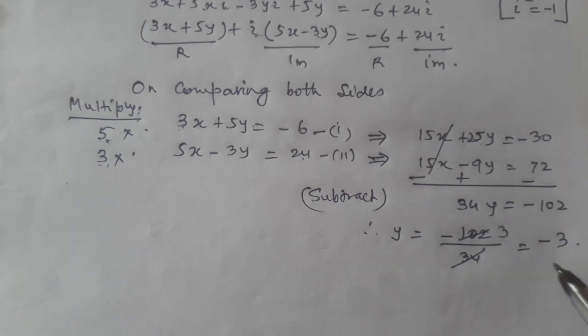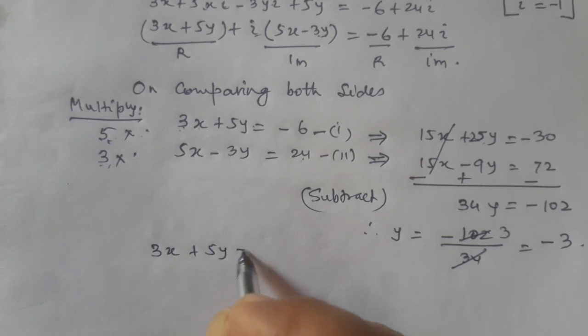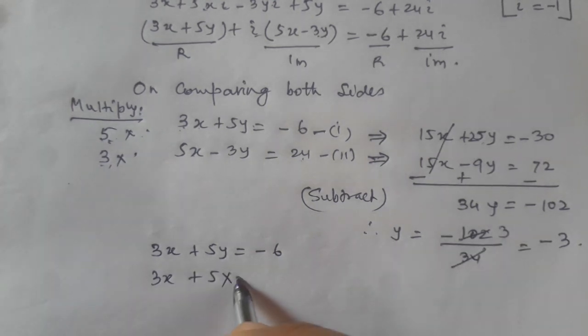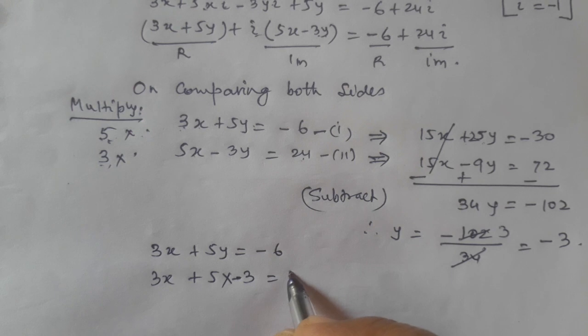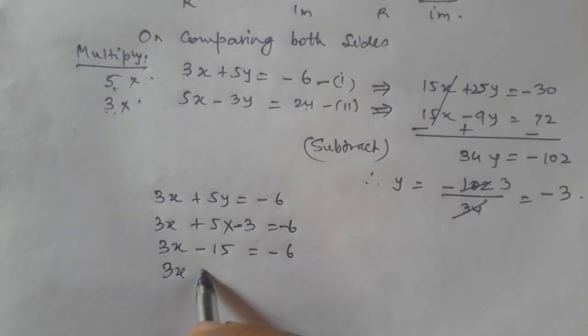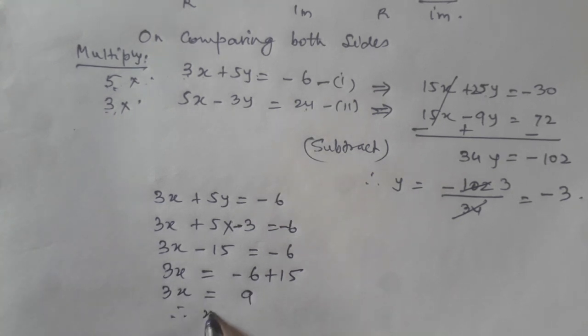Now we can put the value of y in any equation. So let us take 3x plus 5y equal to minus 6. With y as minus 3, it will be 3x minus 15 equal to minus 6. Keeping minus 15 on this side, the sign changes to plus 15, so 3x equal to 15 minus 6, which is 9. So x is equal to 9 by 3, which is 3.